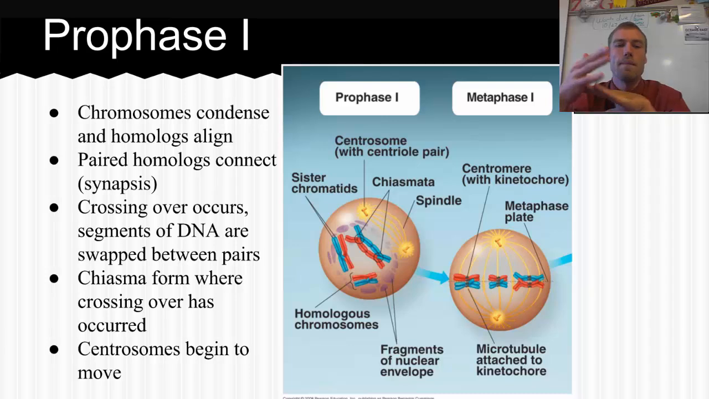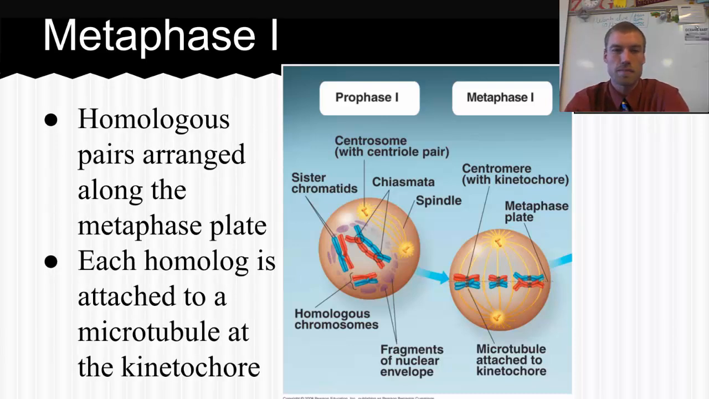They're actually now a mixture of information from both your mother and your father on a single chromosome. This is going to be one of the ways that we're going to help to increase genetic diversity. The actual place where the crossing over occurs is called a chiasmata. And then the chromosomes are going to begin to move into the metaphase.